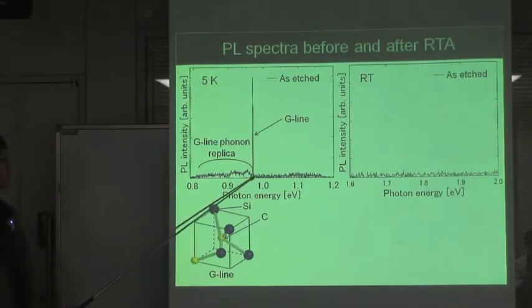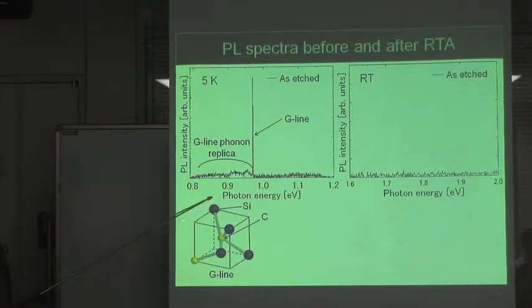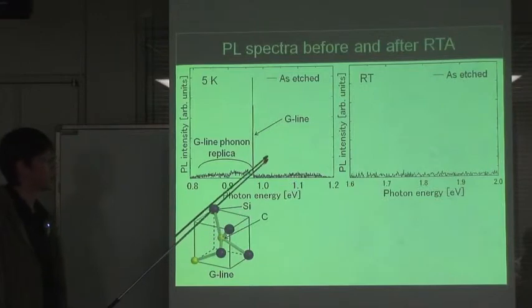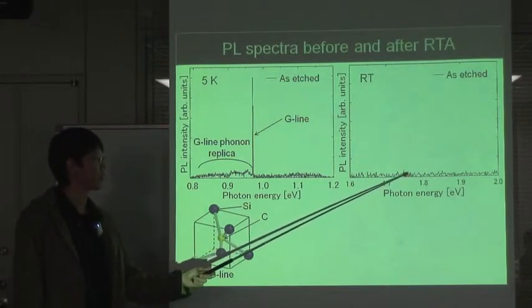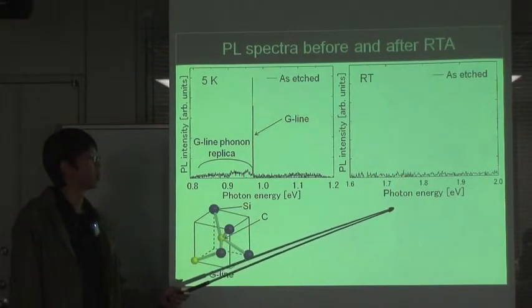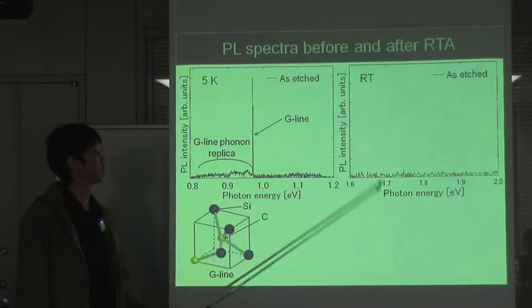And these are the photoluminescence spectra of the RZH samples. The vertical line indicates the photoluminescence intensity, and the horizontal line indicates the photon energies. This left side figure shows the photoluminescence spectrum in infrared regions at 5 kelvins, and this right side figure shows the photoluminescence spectra in visible regions at room temperature.